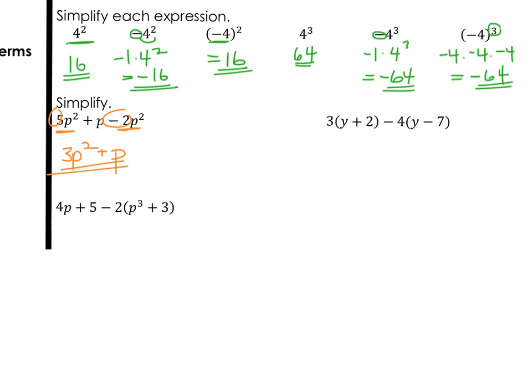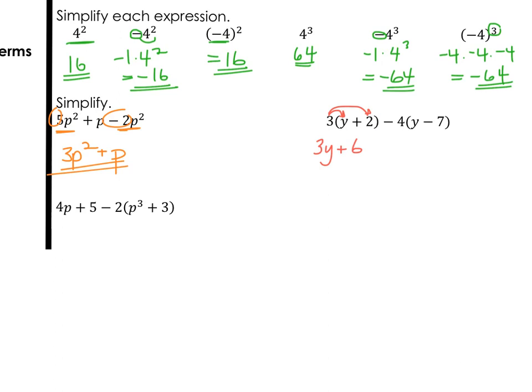Now, sometimes like terms are embedded in a parenthesis. Therefore, order of operations comes into play. Over on the right, we have 3 times y plus 2 minus 4 times y minus 7. Here, we need to eliminate the parentheses by applying the distributive property, which we talked about in lesson 1.1. 3 times y plus 3 times 2 would be 3y plus 6.